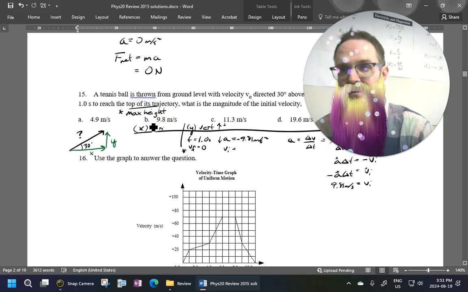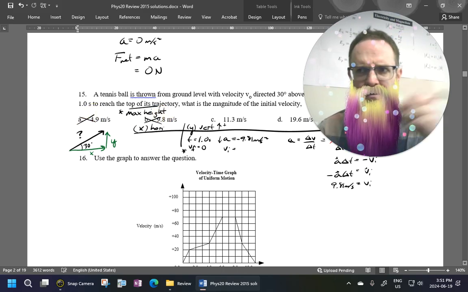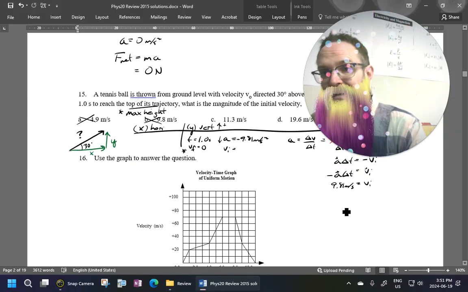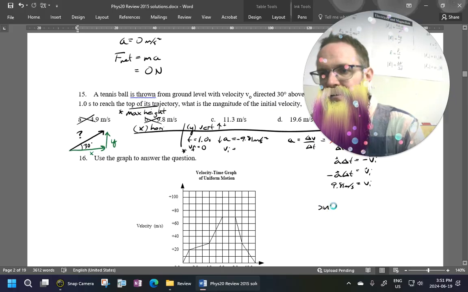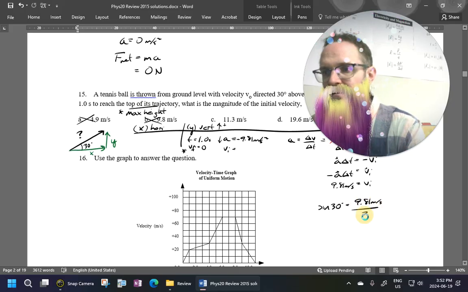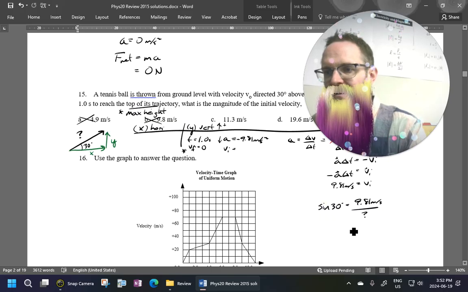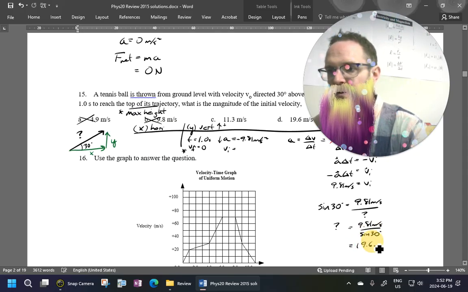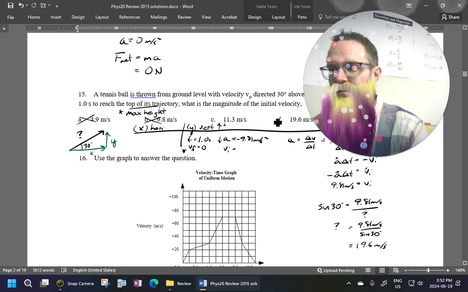So I'm going to cross out the 9.81 answer. A doesn't make any sense because the hypotenuse is always longer than the sides. So it's got to be one of the other two, and it's probably going to be the 19.6. Let me just see. We've got sine 30, we know the opposite, and we're trying to find the hypotenuse. So I'll do a little swap here, and we get 19.6 meters per second.